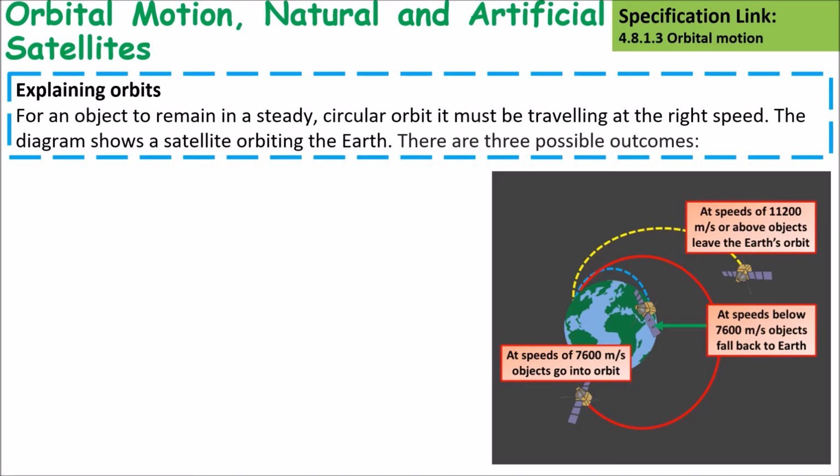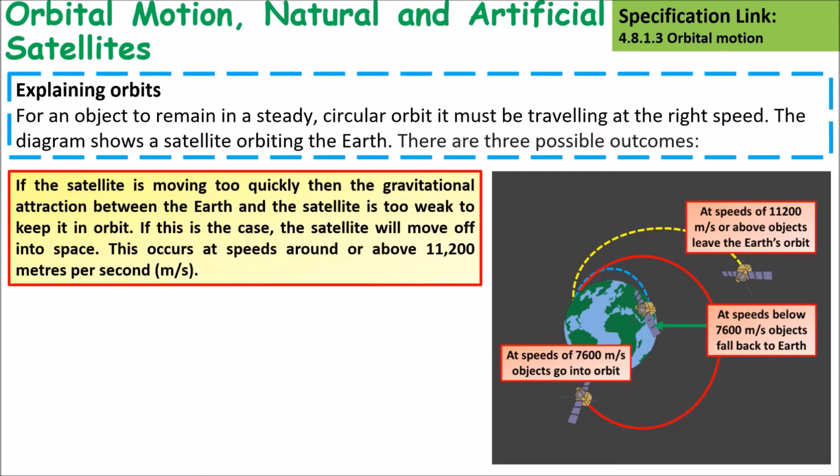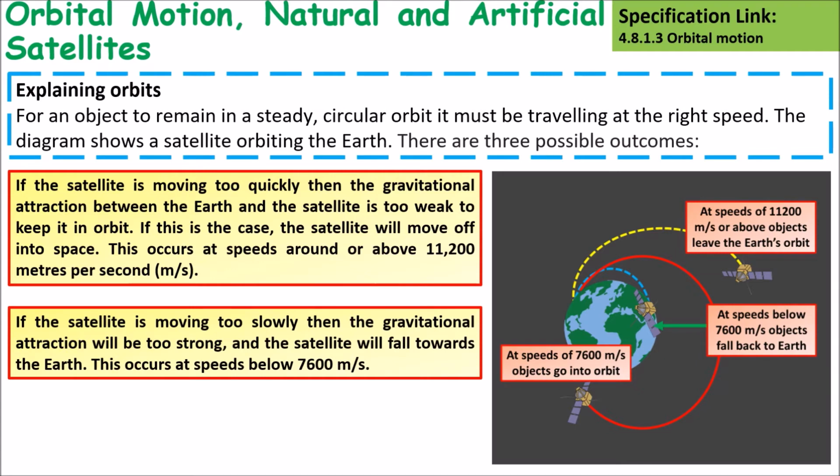The diagram shows a satellite orbiting the Earth, and there are three possible outcomes. If the satellite is moving too quickly, then the gravitational attraction between the Earth and the satellite will be too weak to keep it in orbit. If this is the case, the satellite will move off into space. If the satellite is moving too slowly, then the gravitational attraction will be too strong and the satellite will fall forwards towards the Earth.